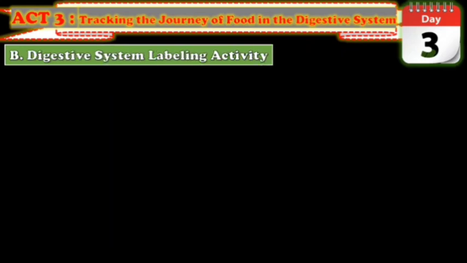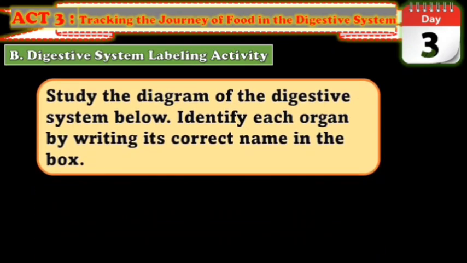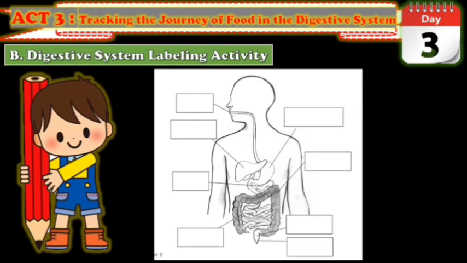Letter B, activity. This is the digestive system labeling activity. Direction: study the diagram of the digestive system below. Identify each organ by writing its correct name in the box. So this is now the diagram.